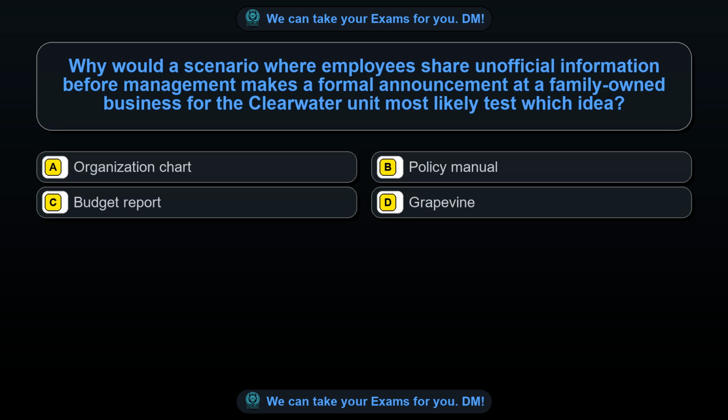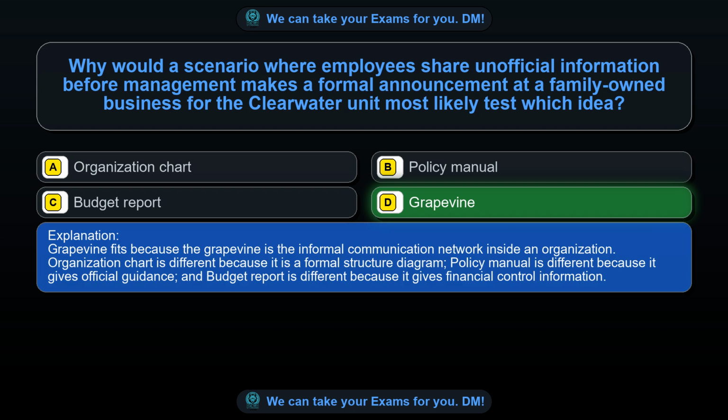Question 5. Why would a scenario where employees share unofficial information before management makes a formal announcement at a family-owned business for the Clearwater unit most likely test which idea? Option A, organization chart. Option B, policy manual. Option C, budget report. Option D, grapevine. The correct answer is option D, grapevine. Grapevine fits because the grapevine is the informal communication network inside an organization. Organization chart is different because it is a formal structure diagram. Policy manual is different because it gives official guidance, and budget report is different because it gives financial control information.